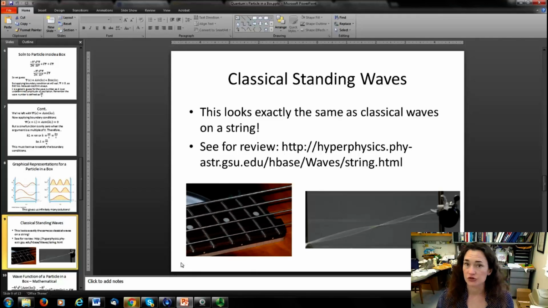And this is how musical instruments, for example, like guitars work. If you want to change the pitch of the note, for example, you would move your finger to a different set of frets, changing the length of the string, which would change the wavelength of the standing wave, which changes the frequency of the pitch that you hear when it comes out.